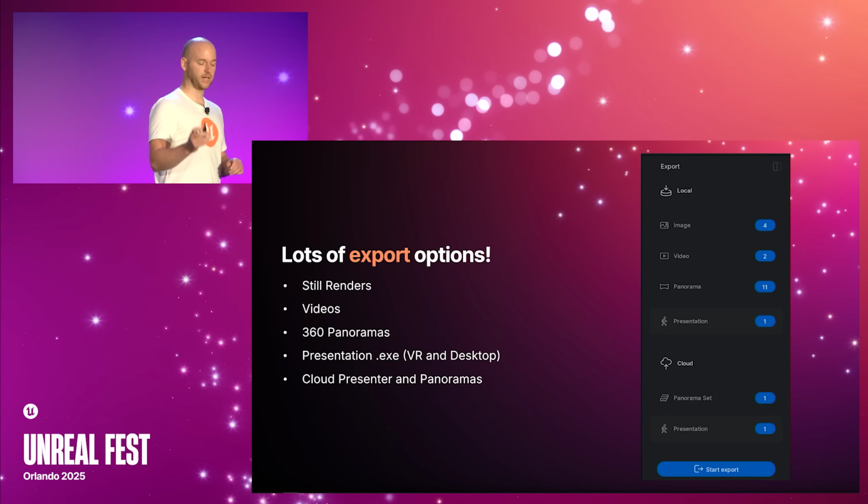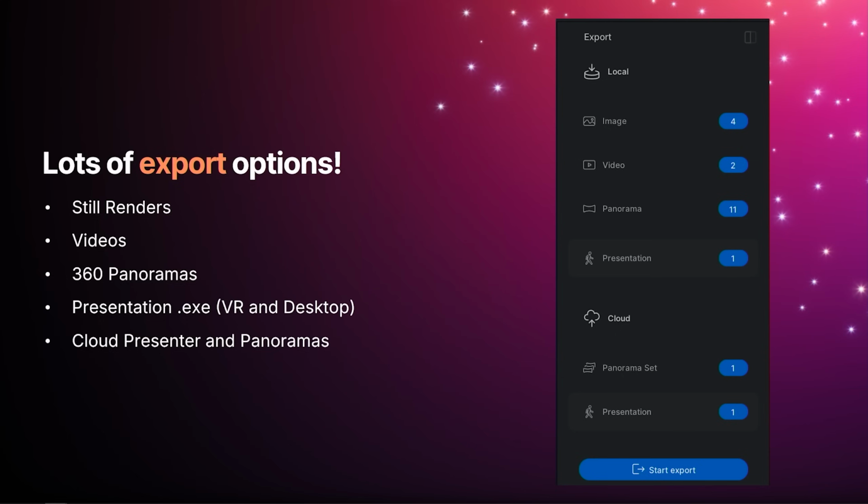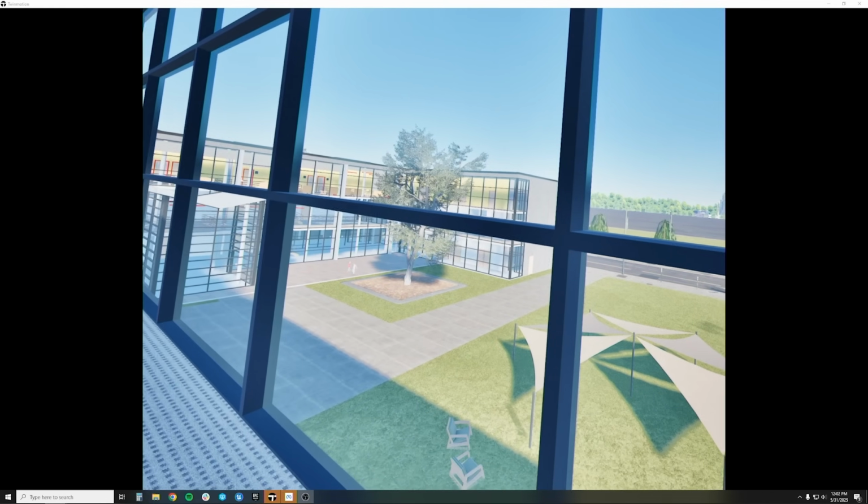And for the executable and the 360 panoramas, we also offer, for people who pay for their Twinmotion seats, the cloud presenter and cloud panorama sets. So you can actually just send somebody a URL and they can access your project really, really fast without you sending a multi-gig file and hoping they have the right hardware for that.